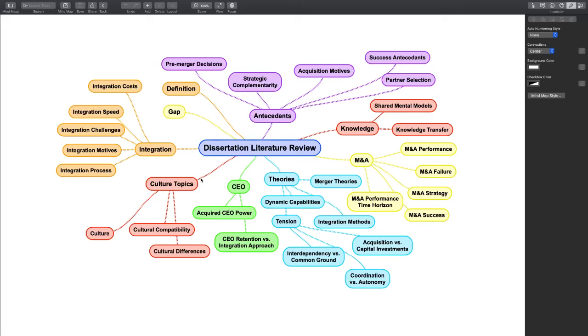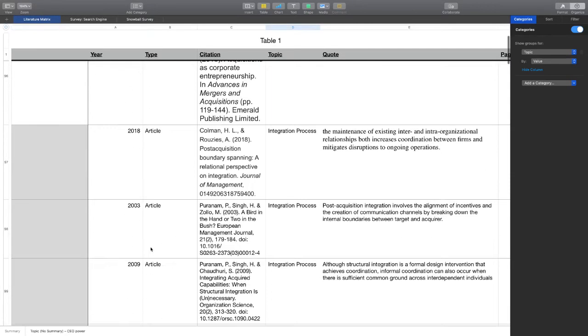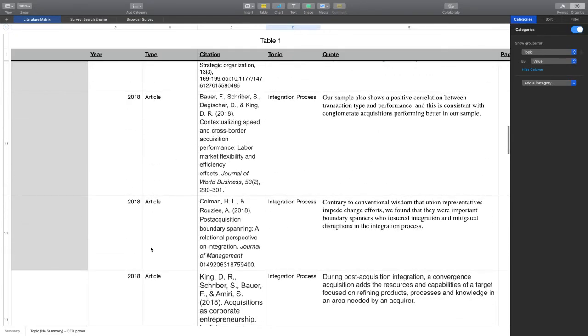This is a section, culture topics. Cultural compatibility will be a subsection. So if you look at my dissertation, if it hasn't changed since I've made this mind map, you'll see that I have a culture topic section and 3 subsections. I have an integration section and 1, 2, 3, 4, 5 subsections. I'm working on integration. If I want to write the section on that, all I do is come over here to integration process. And then I look over here into my literature matrix for integration process. Kaboom, there it is. And there are the articles I found around integration process. Makes it really simple.